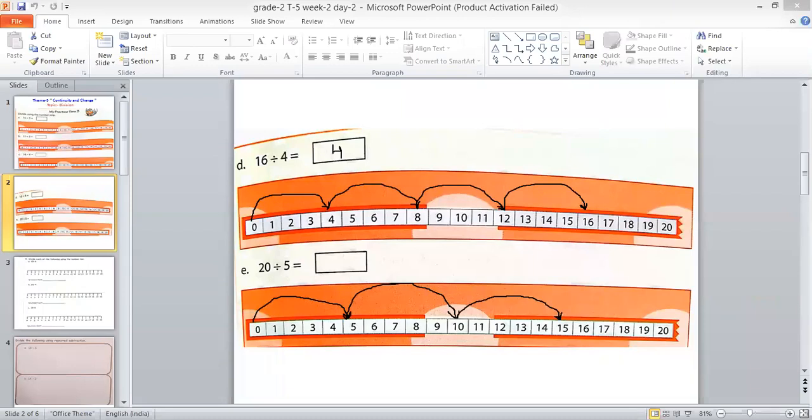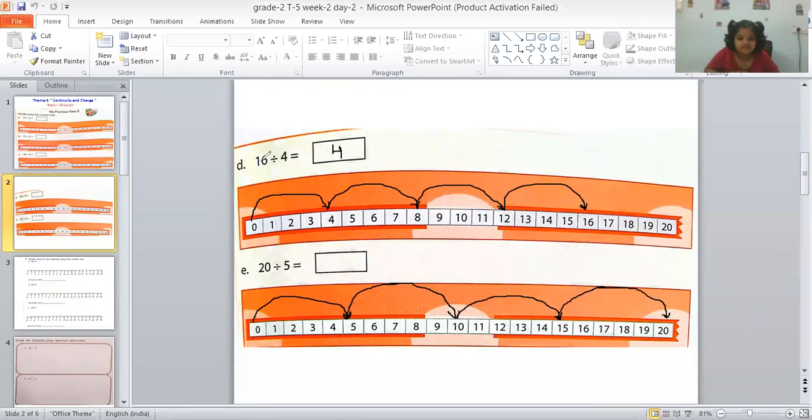Riyansika, you tell me after 15, what will be the next number? 20. Yes, if you are taking 5 steps forward, after 15 the next number will be 20. Okay, that's the correct answer. Aliza, now you tell me how many steps we have taken to reach number 20.